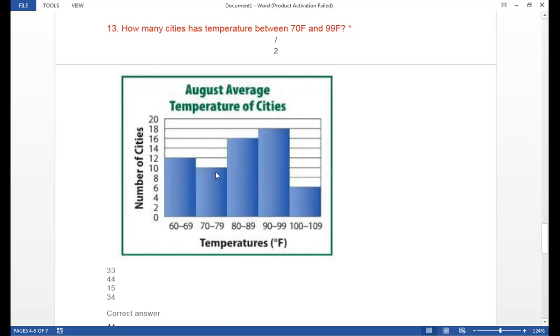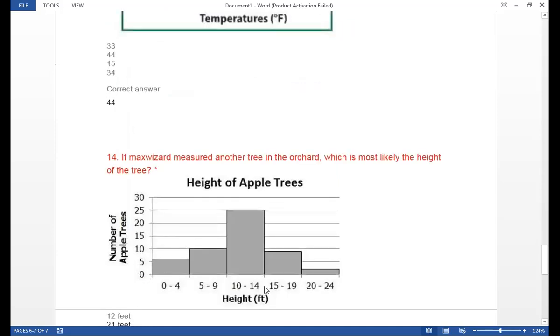So check for 70 to 79, there are 10 of them. From 80 to 89, there are 16 of them. From 90 to 99, there are 18 of them. So we just need to add 10 plus 16 plus 18, and you can see that is equivalent to 44. So 44 is the correct answer for this.